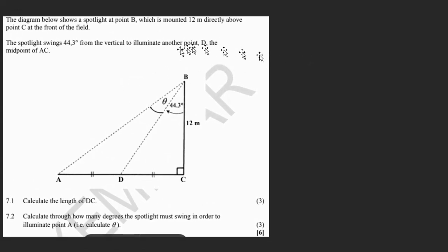So the question says, the diagram below shows a spotlight at point B, which is 12 meters directly above point C, at the front of the field. The spotlight swings 43 degrees from the vertical to illuminate another point at D, the midpoint of AC. And you can see by the markings that D is the midpoint of AC. Then they're saying 7.1, calculate the length of DC for 3 marks.